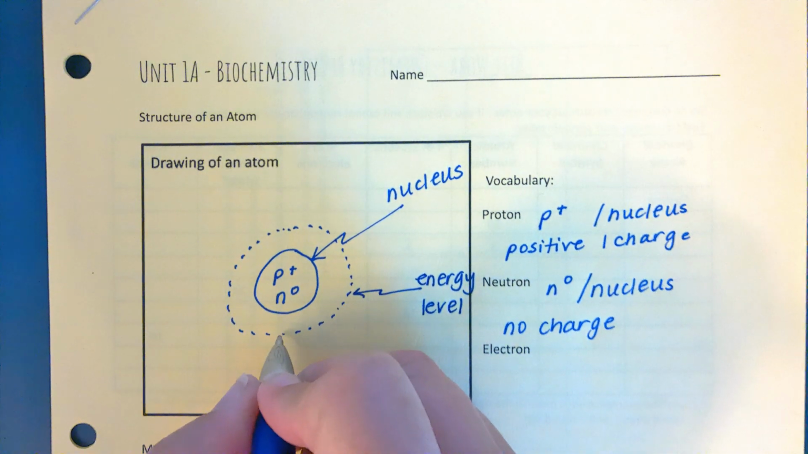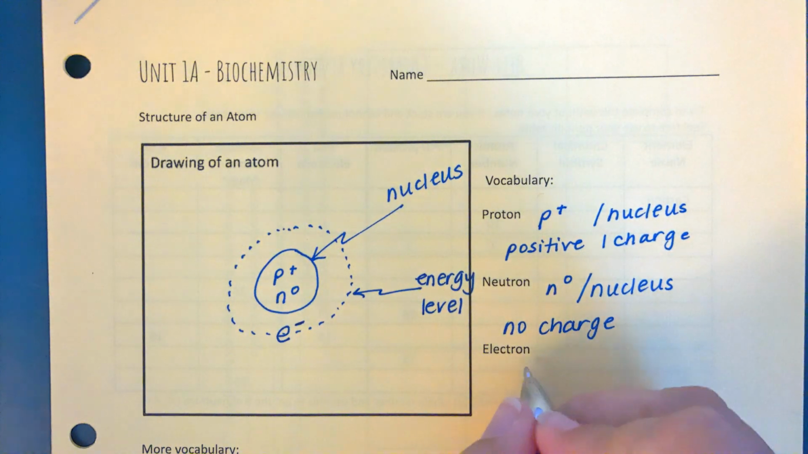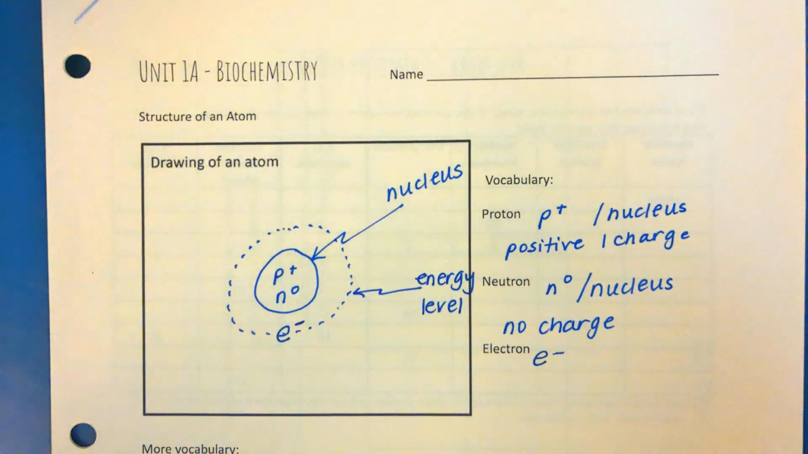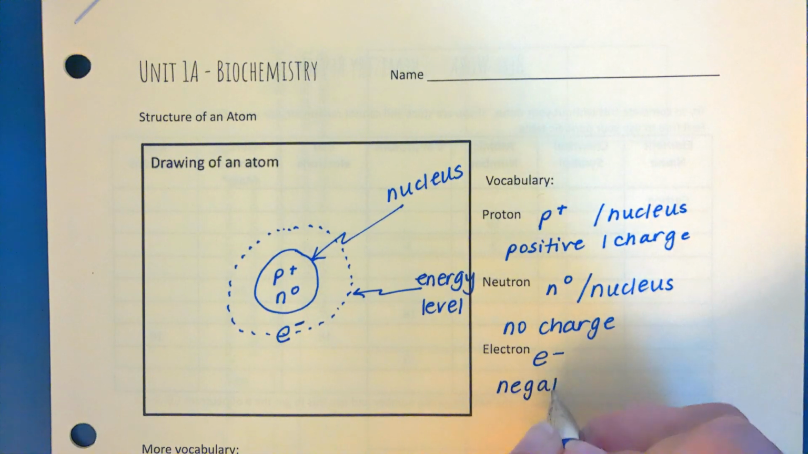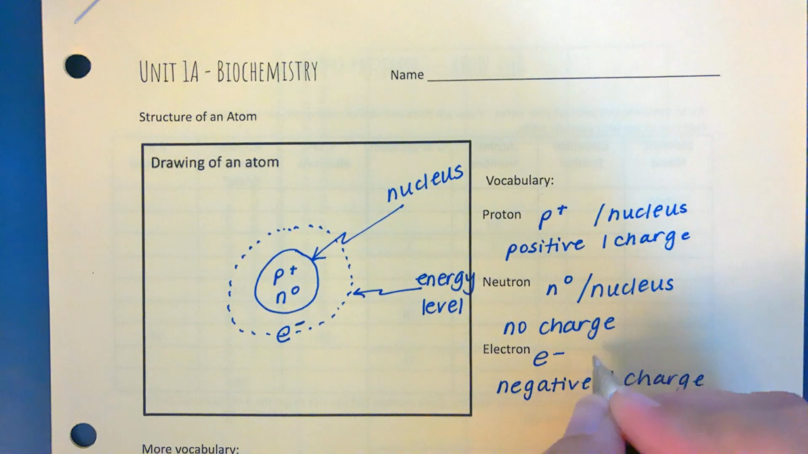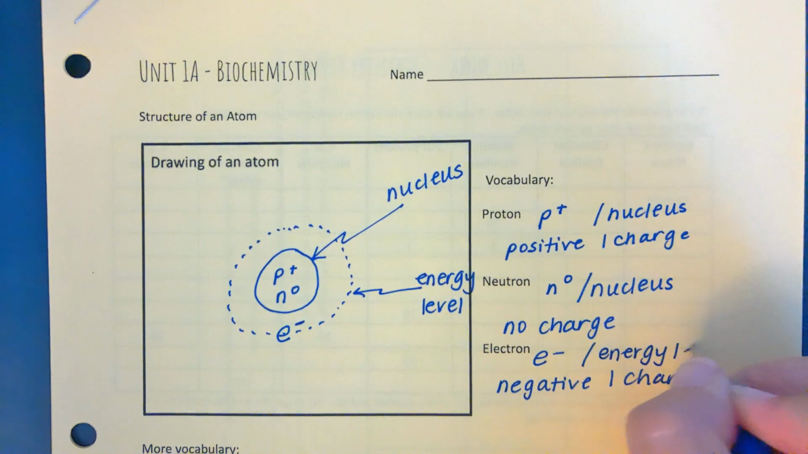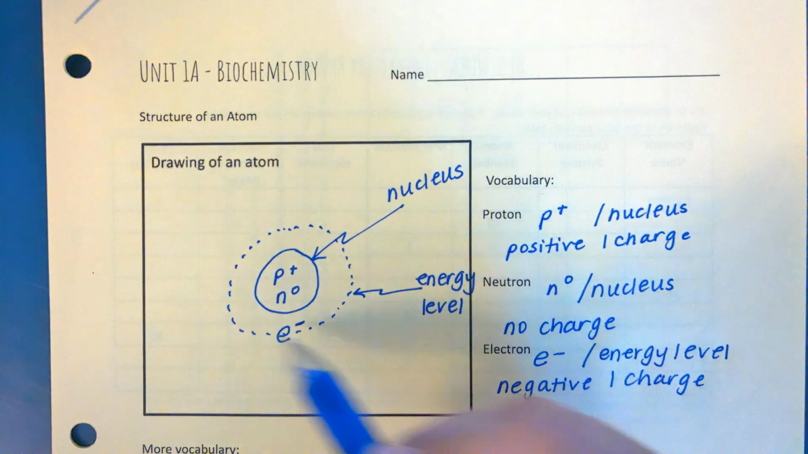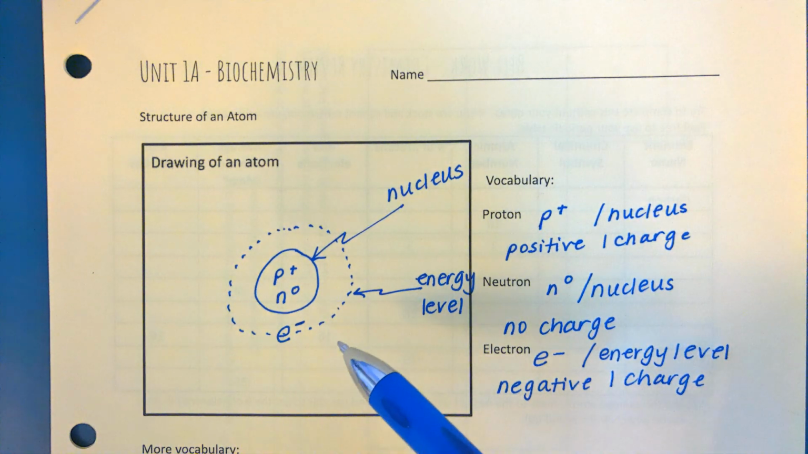And on that dotted line, I'm going to put a lowercase e with a negative, which is the symbol that we will use to represent an electron. And you can probably already guess that that negative means it has a -1 charge. And these are located in what's called an energy level. Sometimes we do call these orbitals because they are very similar to how planets orbit the sun.